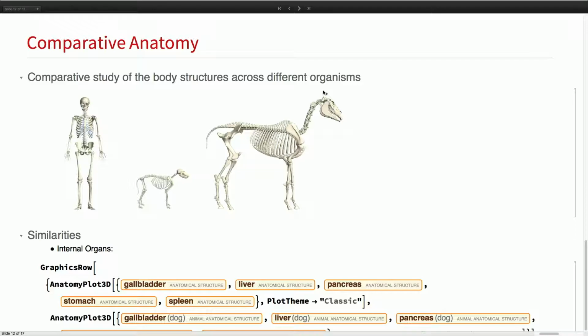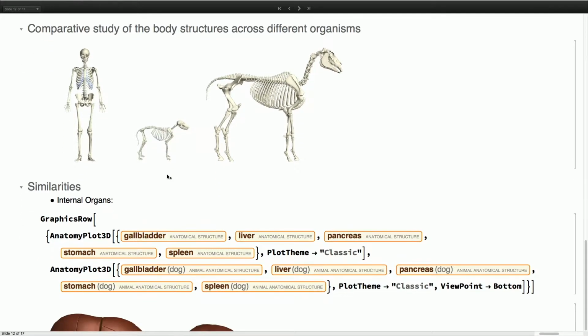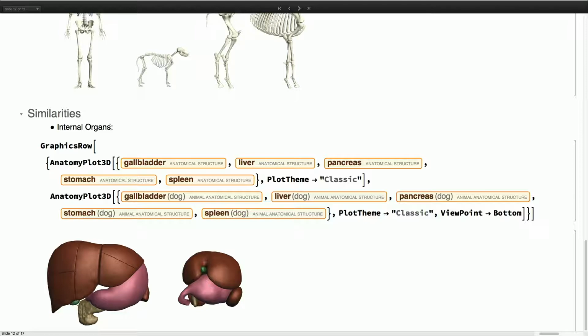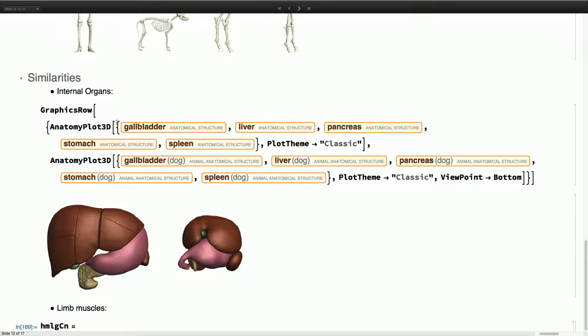Comparative anatomy deals with structural and functional similarities and differences across different organisms. And we take a human and a dog as an example to compare their structures. Let's take a look at similarities first. As we might have guessed, our internal organs are pretty similar to dogs. And here we use Anatomy Plot 3D to visualize abdominal organs in classic styles.